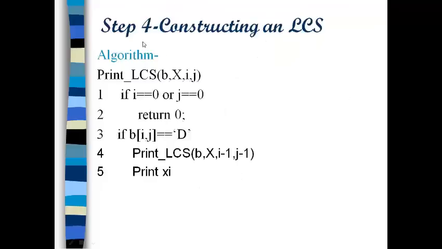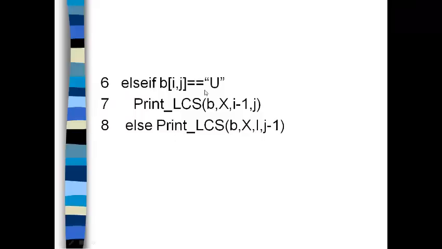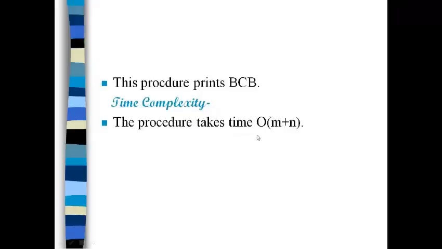Fourth step is to construct an LCS. The following recursive algorithm prints out an LCS of x and y in the proper forward order. The initial call is print LCS of b, character x, sequence i, j, with the length of sequence x and y. If i equals 0 or j equals 0, it will return. If it sees the diagonal arrow, it will print that element, the sequence and the length of both x and y. If it sees the upward arrow, then it will print that element, sequence and the length. This procedure prints BCD.